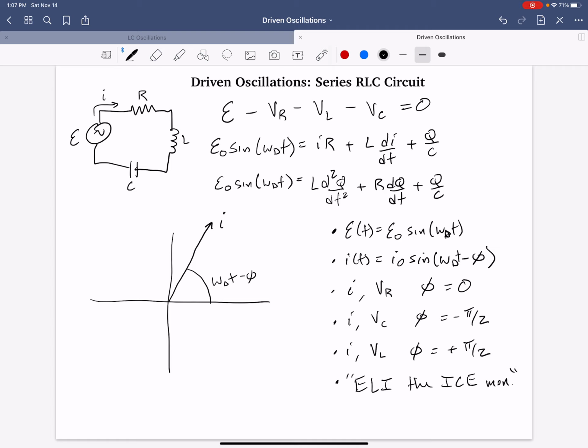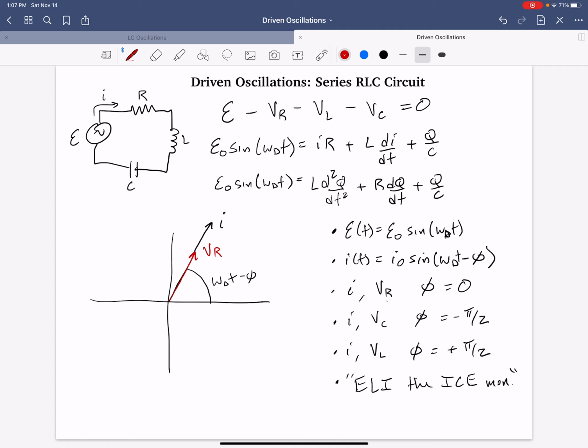And we know that the voltage for the resistor has to be in phase with that. So I'm going to draw it right there. VR is in phase. The amplitude isn't necessarily the same. I'm drawing them differently so you can see that they're separate. But that's in phase right there where the current is, so that angle is the same as the current, whatever it is.